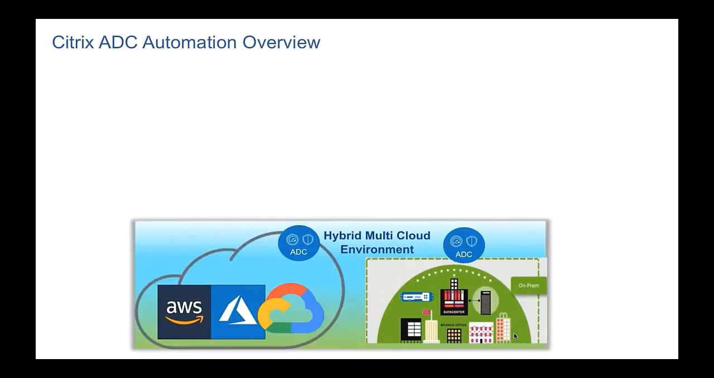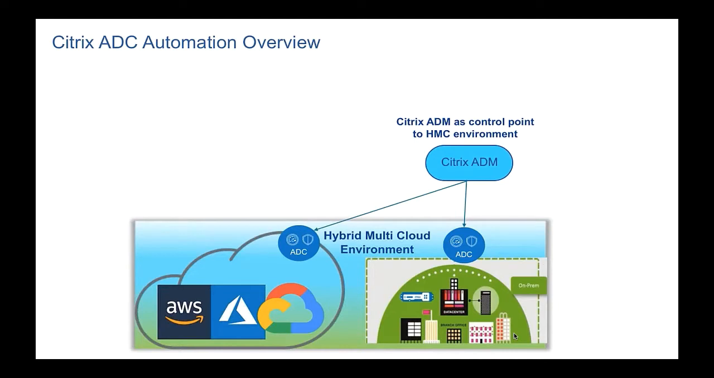Now, to drive ease of use and accelerate your HMC deployments, we provide you a comprehensive automation framework to the HMC use cases that we discussed. In an HMC environment where your ADCs can be of different form factors and deployed across environments, Citrix ADM acts as a control plane to your entire fleet of ADC infrastructure. Citrix ADM comes with lots of automation, security, and advanced analytic capabilities. In this session, we are going to look further at some of the automation capabilities that Citrix ADM brings.